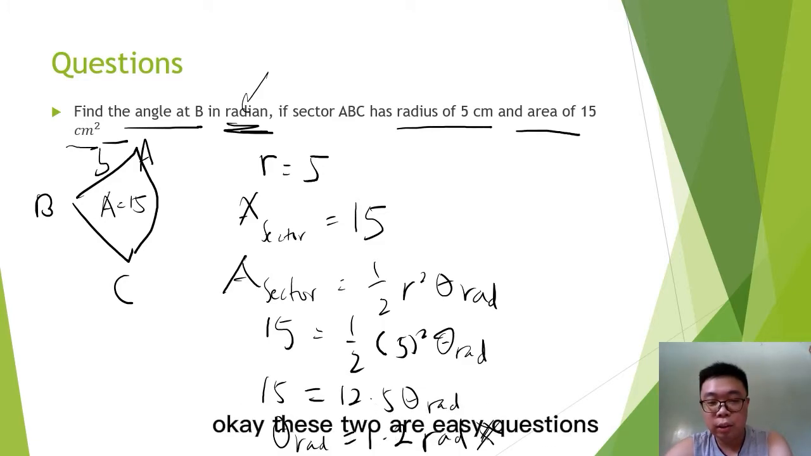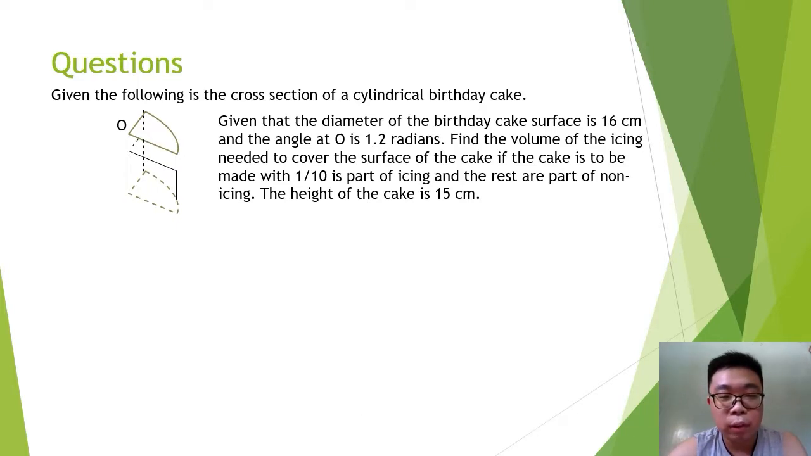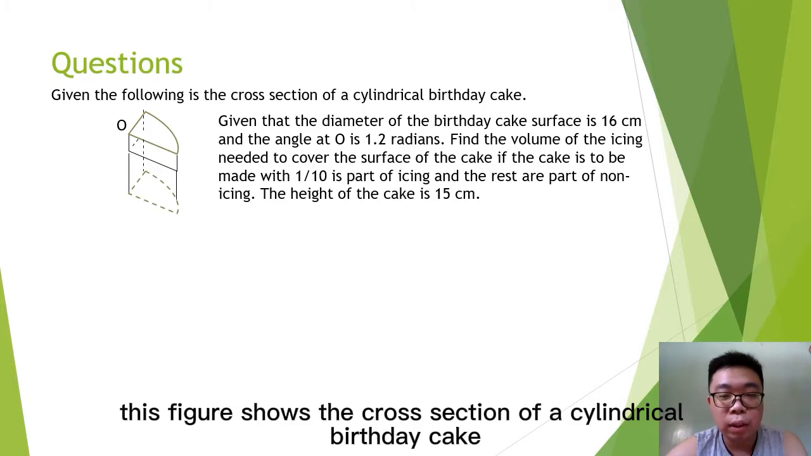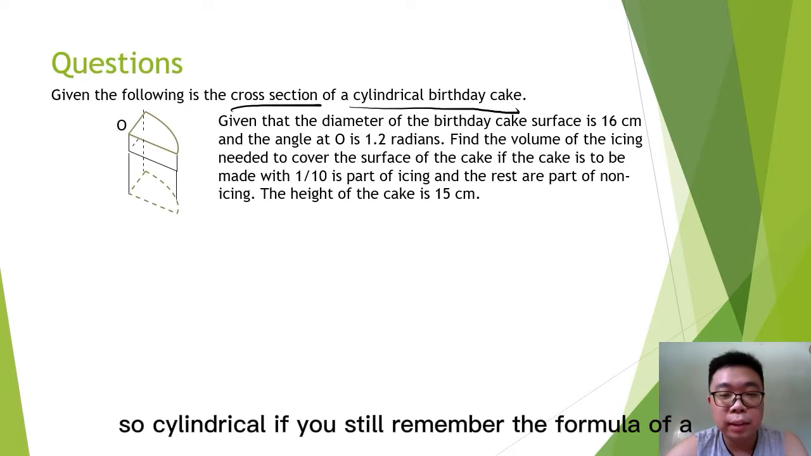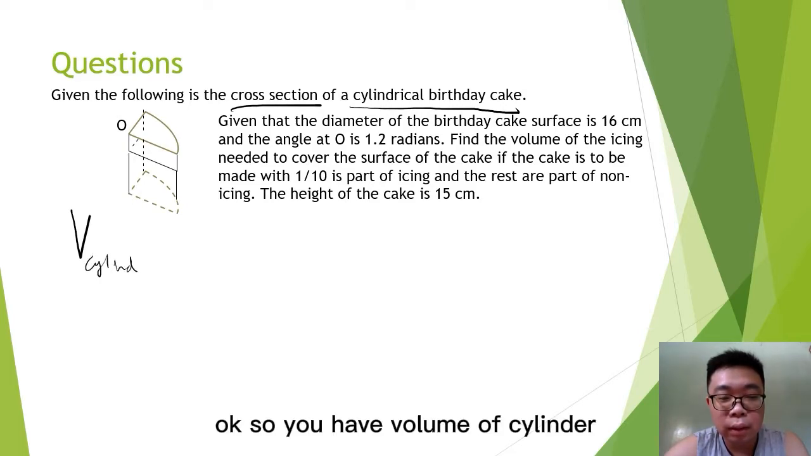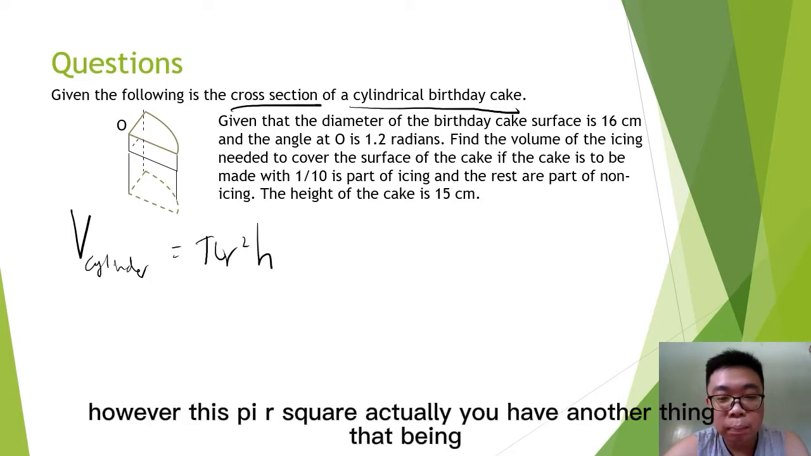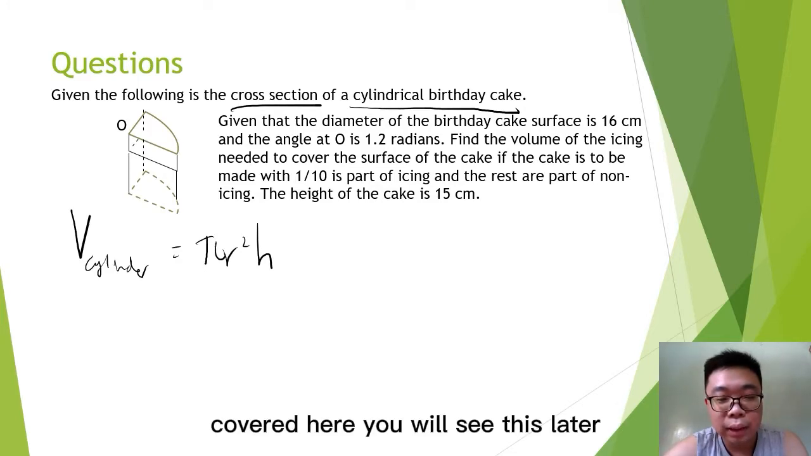Okay, these two are easy questions. Now we are going to enter the next question. This one is a little bit hard compared to before, in which this figure shows the cross section of a cylindrical birthday cake. If you still remember the formula of the volume of a cylinder, you have volume of cylinder equals pi r square h. However, for this pi r square, actually you have another thing that is being covered here. We will see this later.